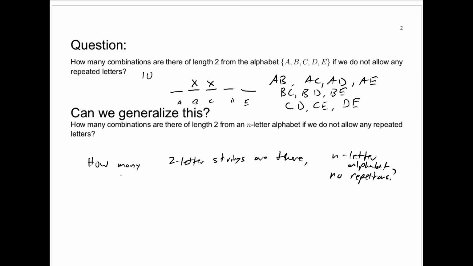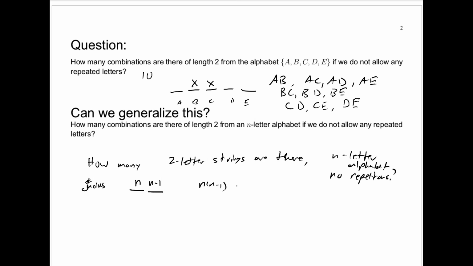We can just use the product rule and construct here a 2-letter string by choosing a first letter and a second letter. We have n choices for the first letter, since we have an n-letter alphabet. And since no repetitions are allowed, we only have n-1 choices for the second letter. We can't use the same letter. The product rule then tells us there are n times n-1 2-letter strings with no repetitions. This is like standard problem number 2.